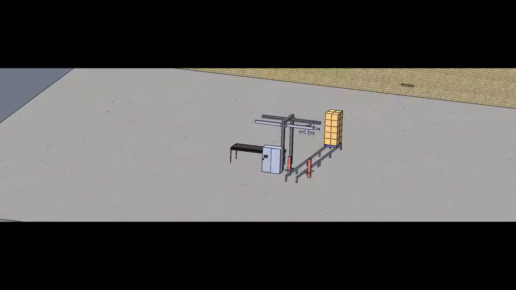Finally, the operator goes to the control panel and presses a reset button to resume operation.